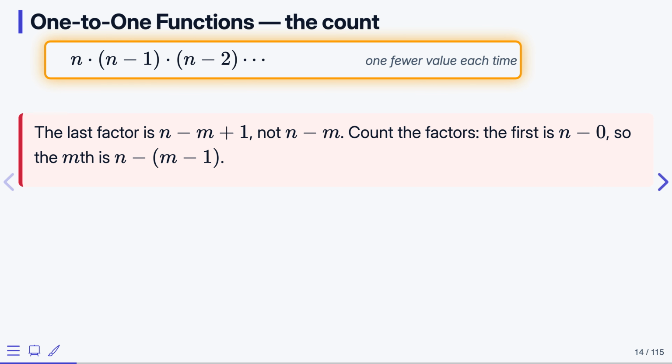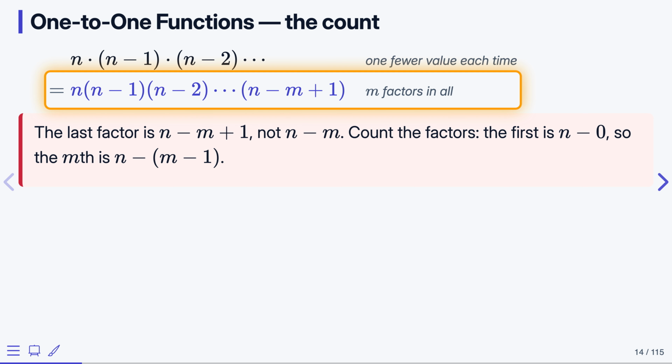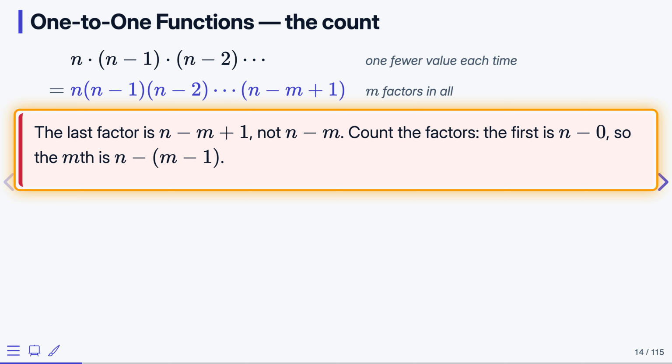This is the working, line 1. The first input has n choices, the second n-1, the third n-2, and so on. Line 2. There are m inputs, so there are m factors. The last factor is n-m plus 1. Be careful with that last factor. It is n-m plus 1, not n-m. Count from the start: the first factor is n-0, so the mth factor is n-(m-1). That is the same as n-m plus 1.